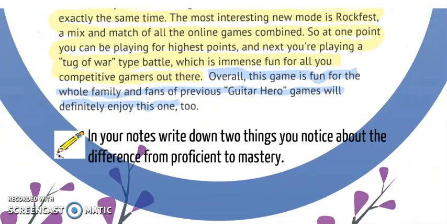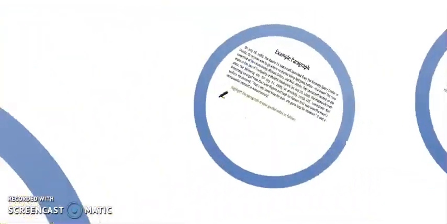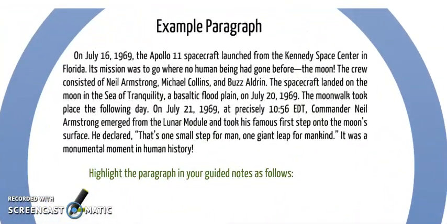Okay, so those are two examples, proficient all the way up to a mastery. What two things do you notice about the difference from proficient to mastery? Pause and write down what you've noticed. Okay, we'll look at another paragraph, and you'll actually get a chance to highlight this one in your notes. So let's read through it.